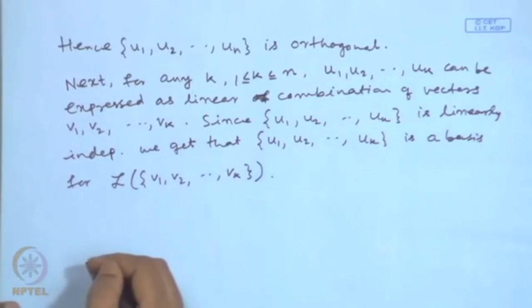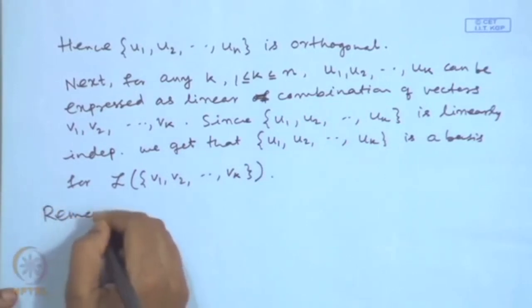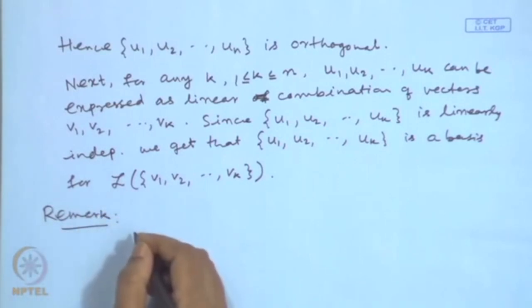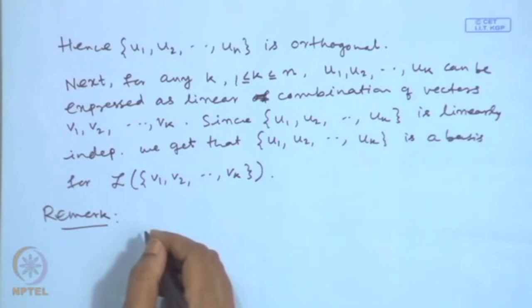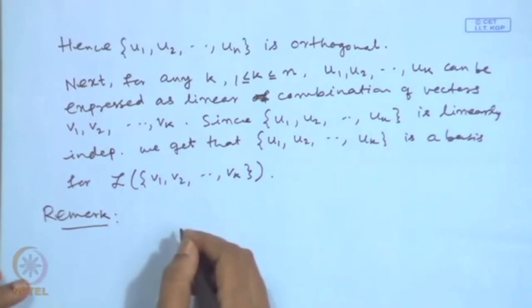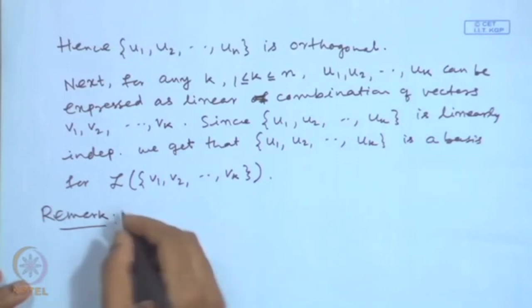So here we can have one remark that from a given set of linearly independent vectors, not only can we construct an orthogonal set of vectors, in fact we can construct an orthonormal set of vectors.